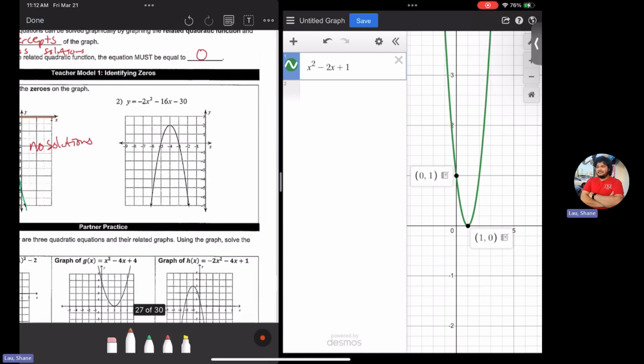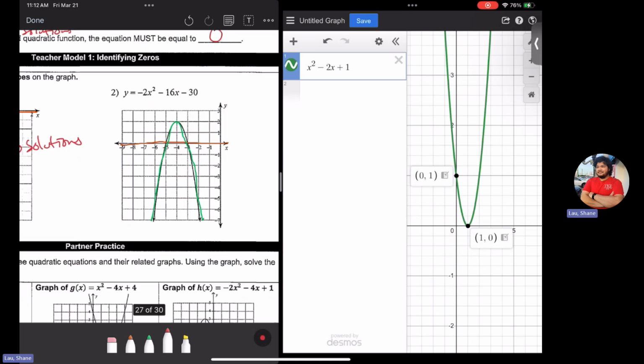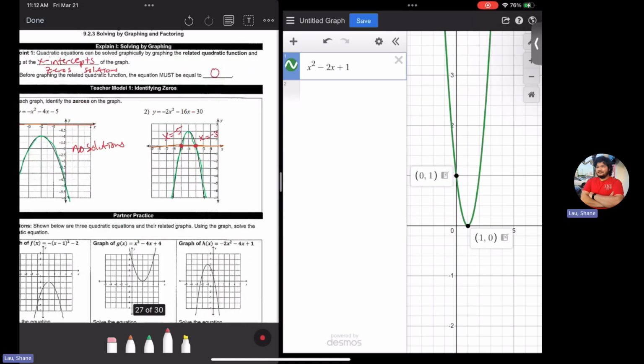But in question 2, if I see that my x-axis is right there, and my graph is green here, I see very clearly that there are 2 spots where I intersect. This red one and this red one, where x equals -5 and x equals -3. So for my solutions here, there are 2, x equals -5 and x equals -3. And that's what I get for that question.